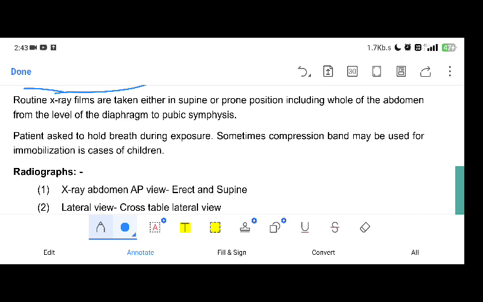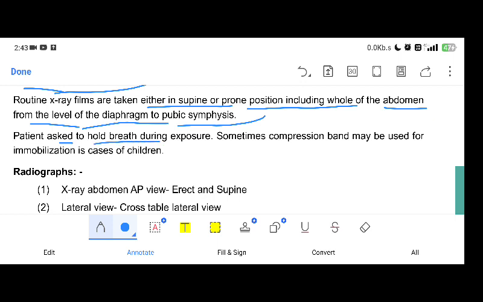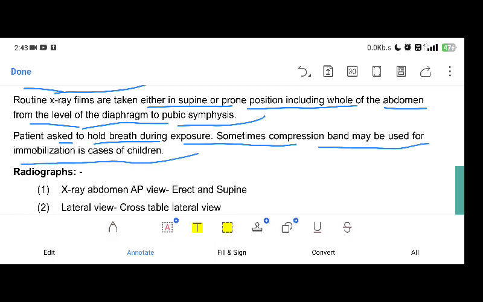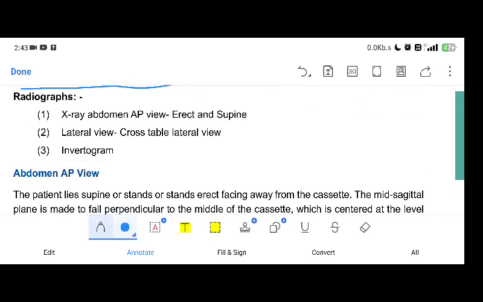Routine X-ray films are taken either in supine or prone position, including the whole of the abdomen from the level of the diaphragm to the pubic symphysis, and the patient is asked to hold breath during exposure. Sometimes a compression band may be used for immobilization of the patient, like children. The X-rays taken are: abdomen AP erect and supine, lateral cross table, lateral view, and invertogram in the child.